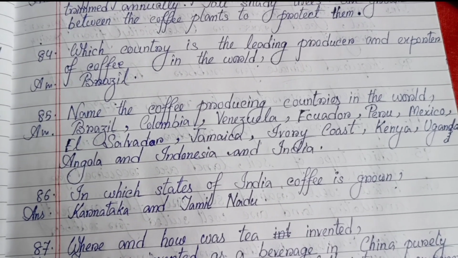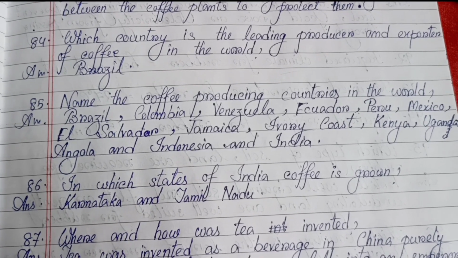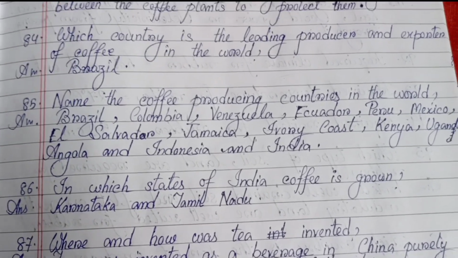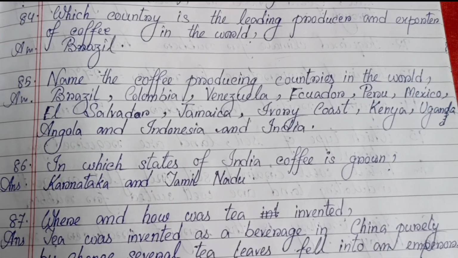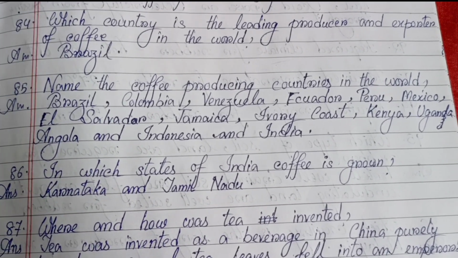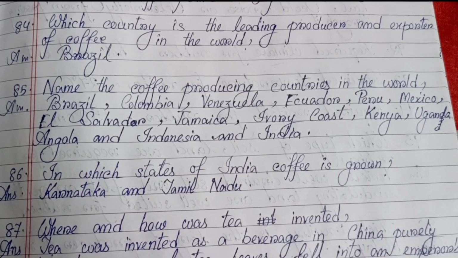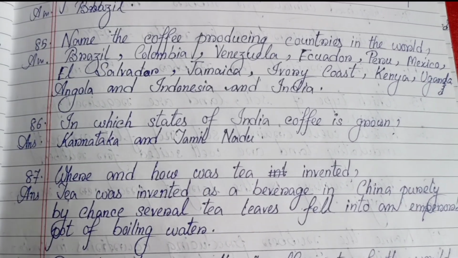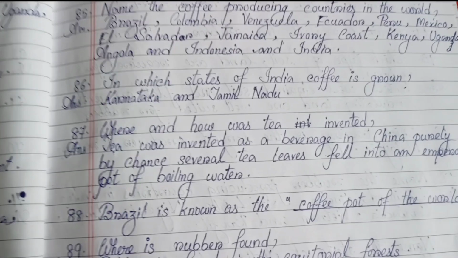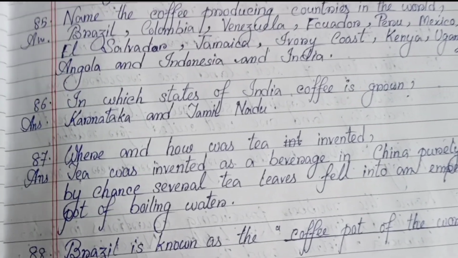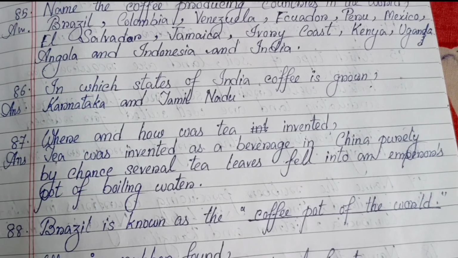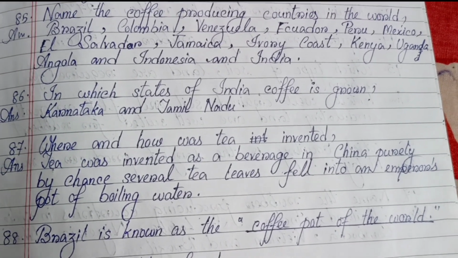Brazil, Colombia, Venezuela, Ecuador, Peru, Mexico, El Salvador, Jamaica, Ivory Coast, Kenya, Uganda, Angola, Indonesia and India. In which states of India is coffee grown? Karnataka and Tamil Nadu. Where and how was tea invented? Tea was invented as a beverage in China purely by chance.